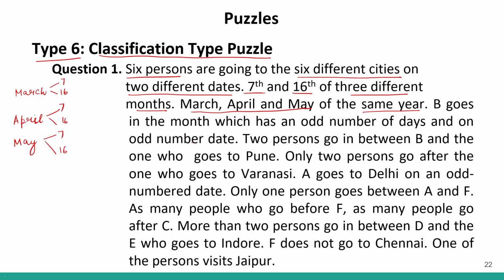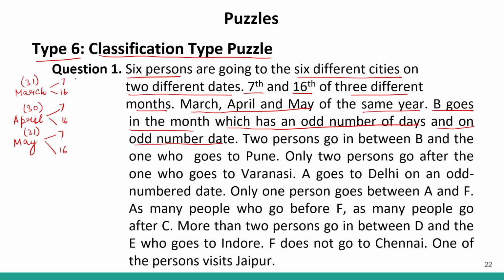So let us consider all the possibilities. March has 31 days, April has 30 days, May has 31 days. This information also comes in handy. Look at this. B goes in the month which has an odd number of days. So odd number of days are in the months of March and May. So B goes in either March or May. And B goes on an odd number date.